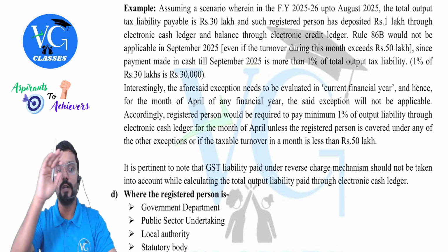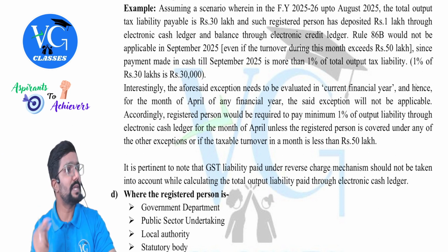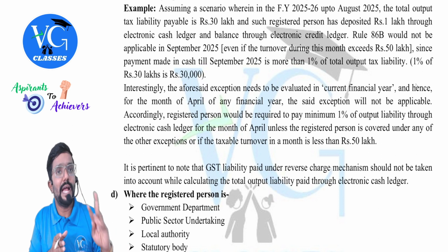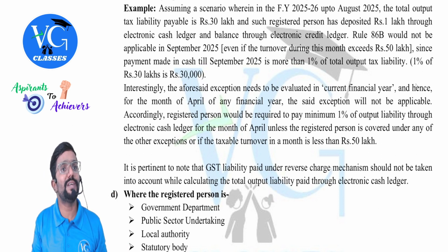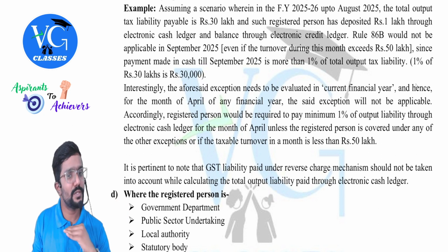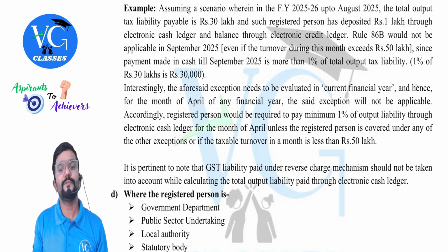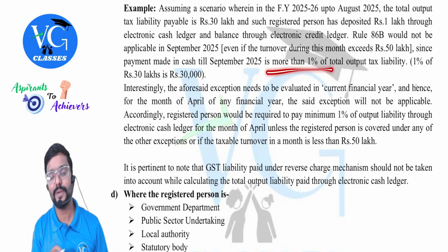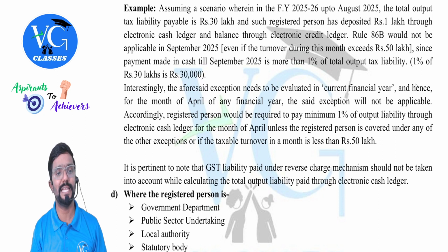Rule 86B would not be applicable for which month now? September. So we have done the calculation till August end, where I have already paid more than 1% of my output tax through the cash ledger. So Rule 86B is not applicable for September, even if the turnover during the month of September is more than 50 lakh, since the payment made in cash till August end is more than 1% of total output tax liability.